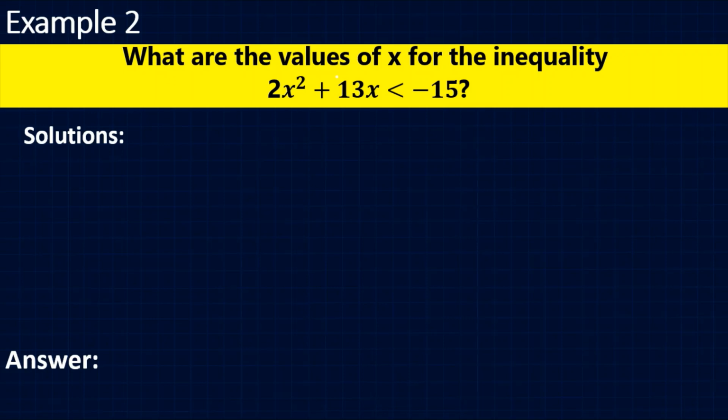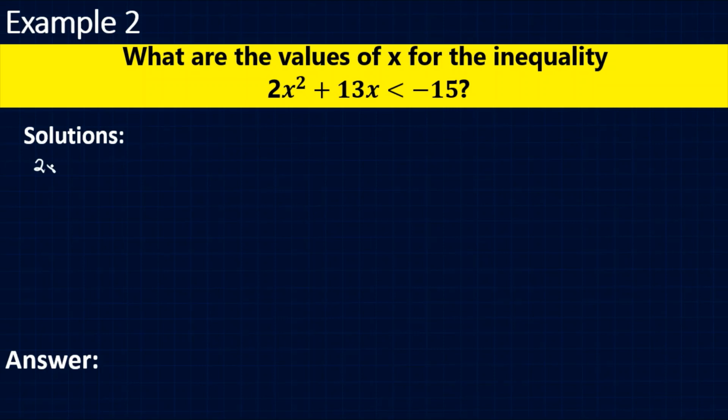Example number 2. What are the values of x for the inequality 2x squared plus 13x less than negative 15? Again, we are going to get the values of x such that when we substitute them into our inequality, it should satisfy that the expression is less than negative 15. To solve for this, we have to transform the given inequality into an equation.